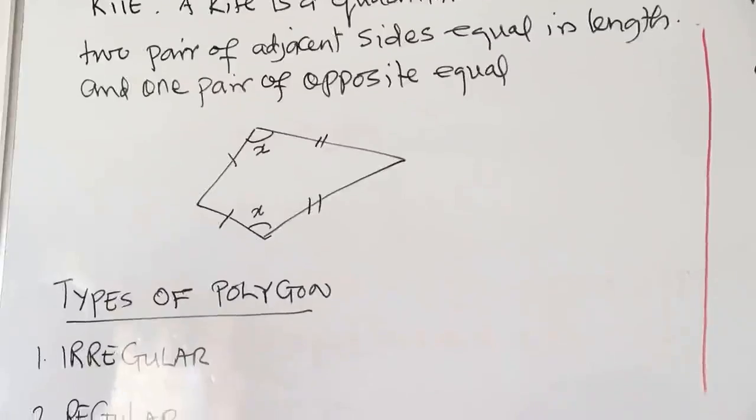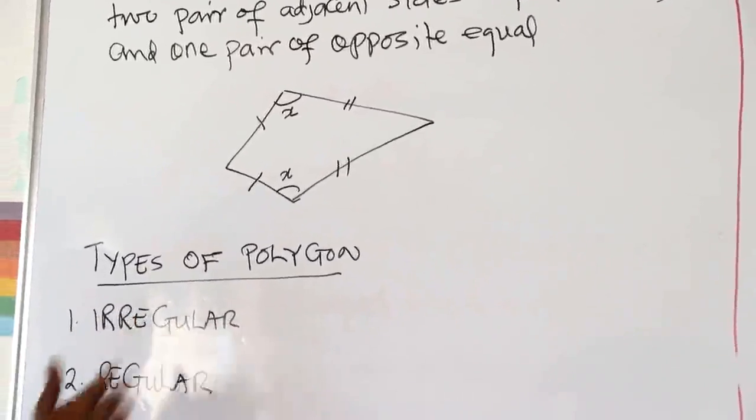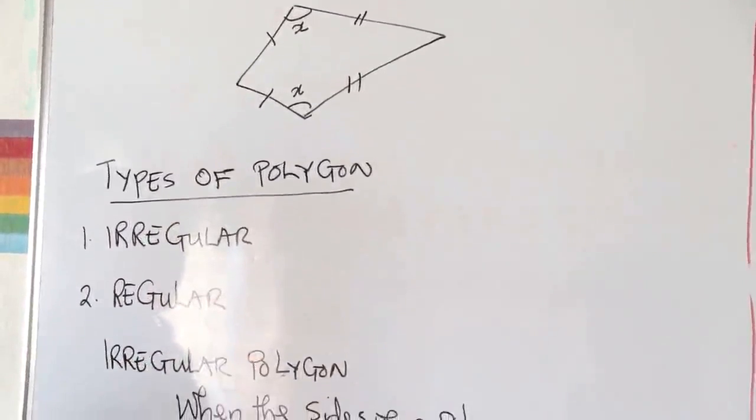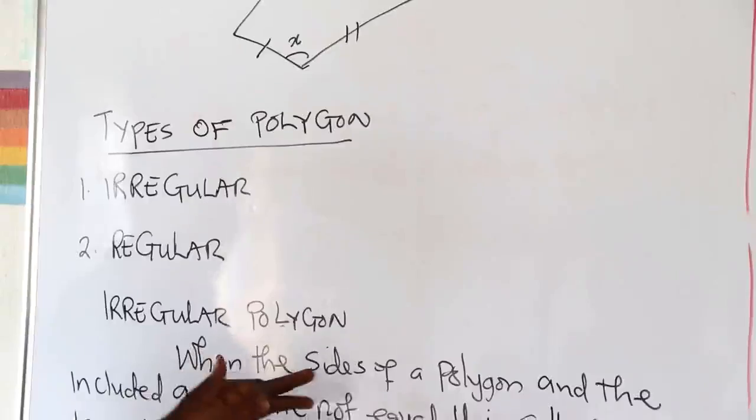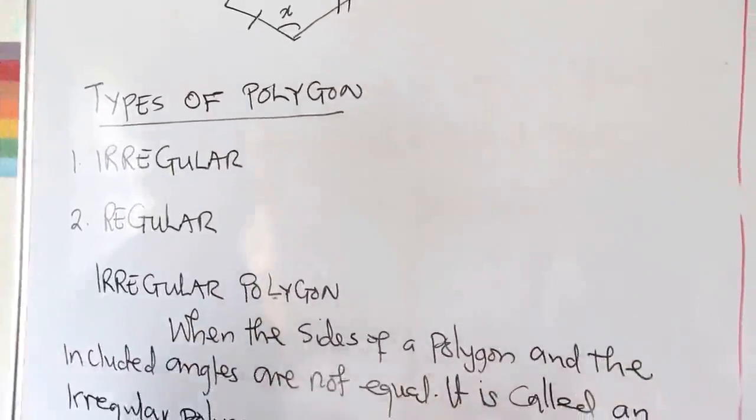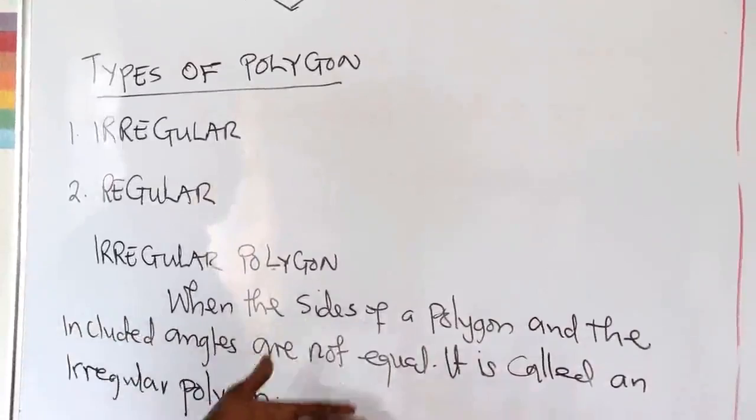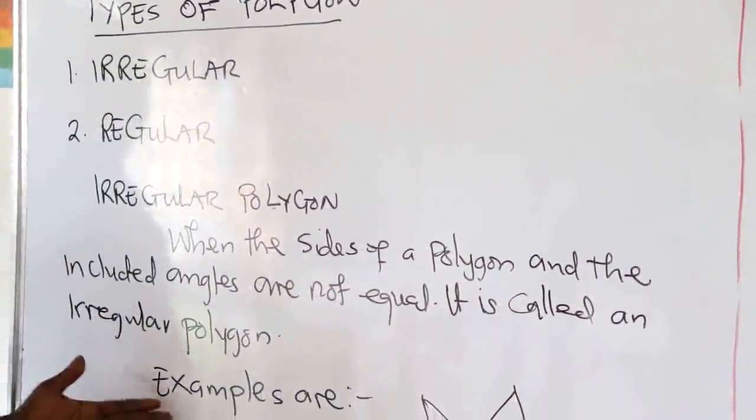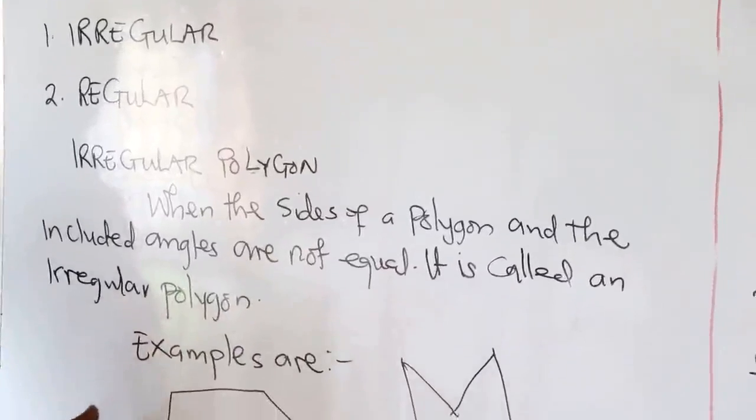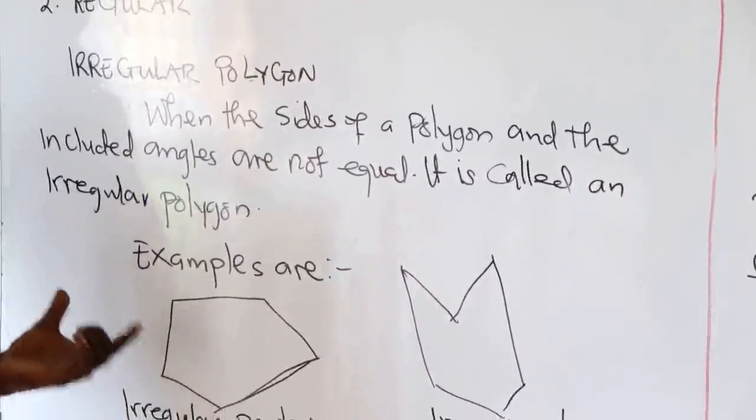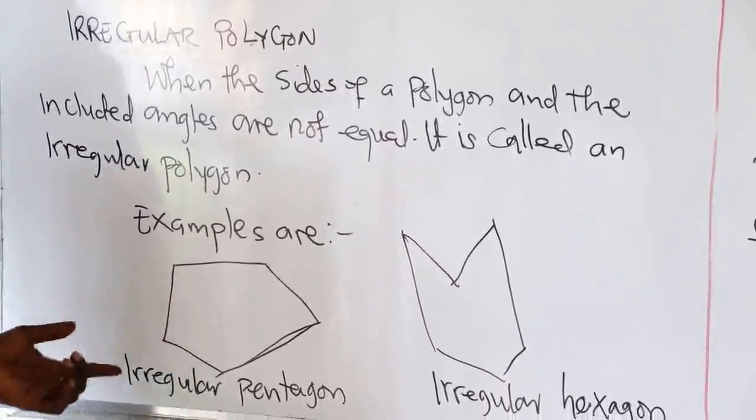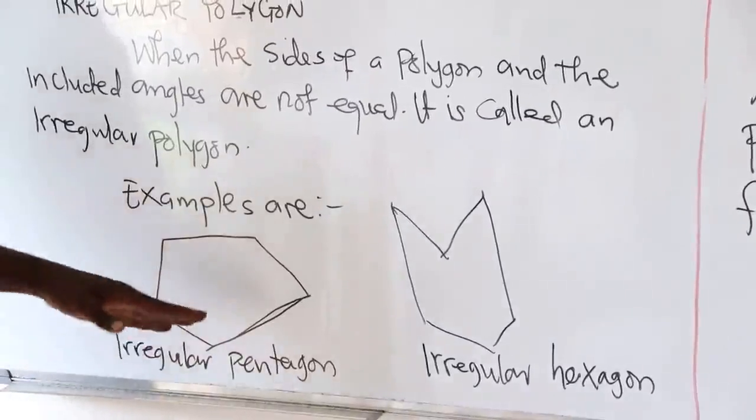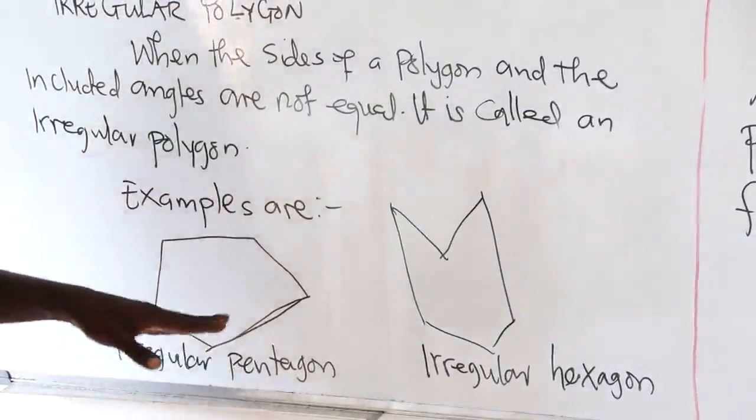Types of polygon. We have irregular polygon and regular polygon. Irregular polygon. When the sides of a polygon and the included angles are not equal, it is called an irregular polygon. Examples are, look at this shape. It is supposed to be a pentagon, but the sides and the angles are not equal. So that makes it an irregular pentagon.